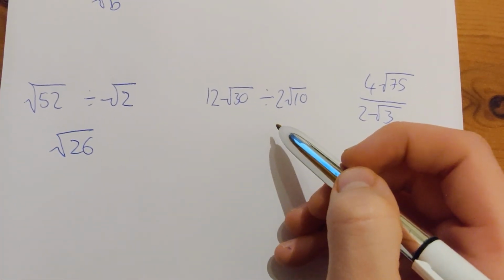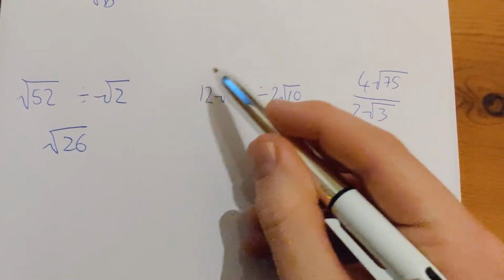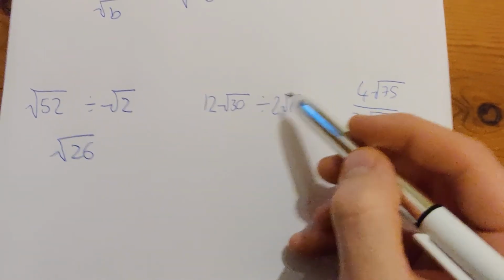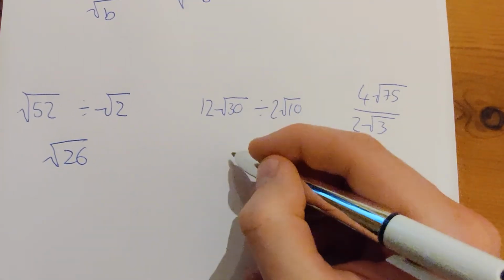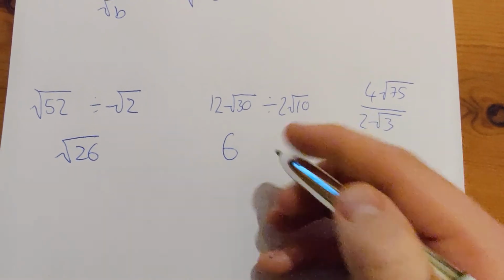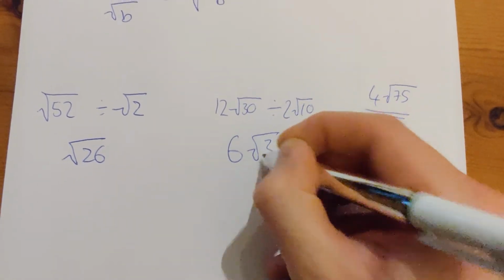I can do just like the multiplying one. I've got this whole thing here divided by this whole thing here. 12 divided by 2 is 6. Root 30 divided by root 10 is root 3.